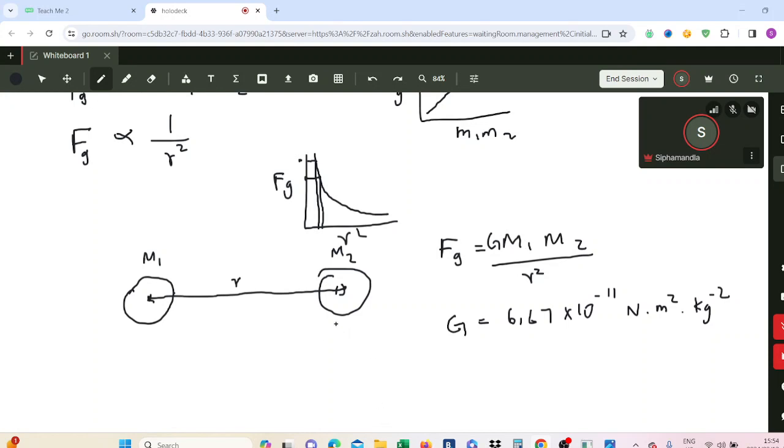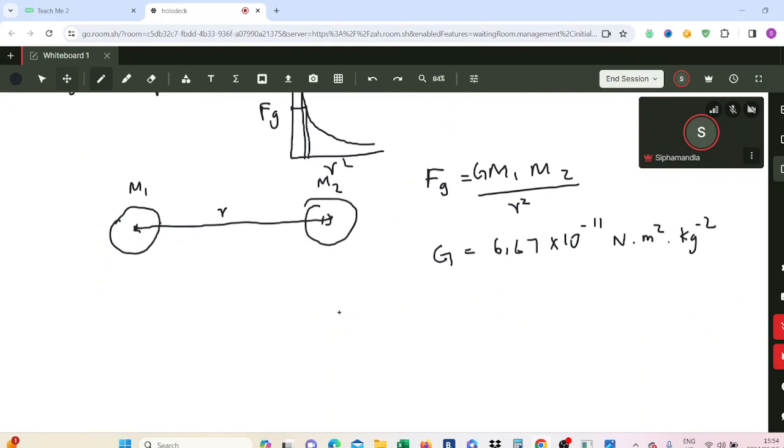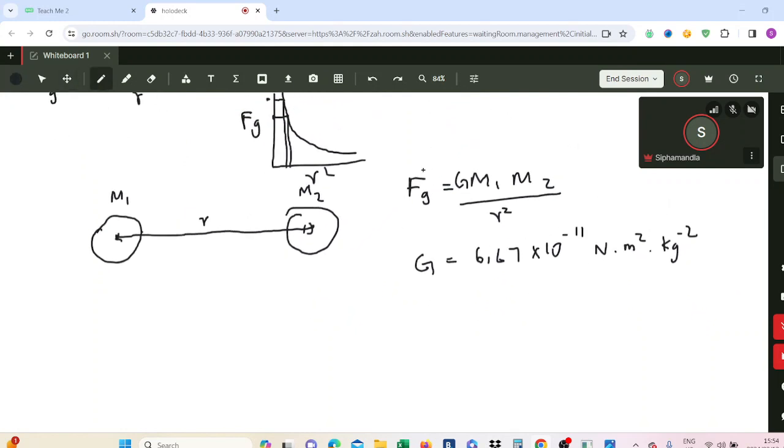There is an important thing I want you to understand. This is the formula you can use to calculate the universal gravitational force, by knowing the mass of the first body and the mass of the second body, multiplying them with the universal gravitational constant, and dividing by the radius, which starts from their centers.